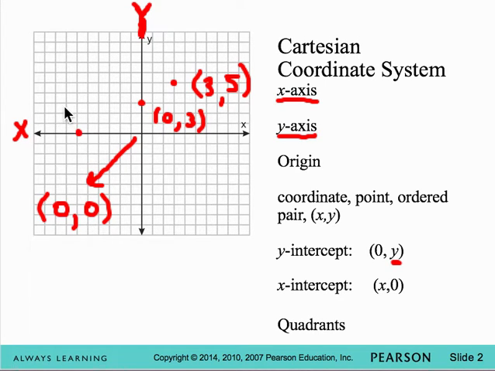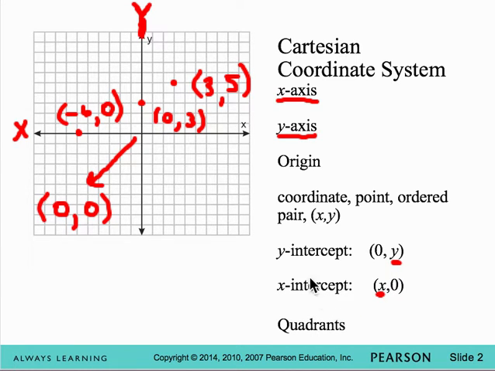This point over here, when I start at the origin, I go left 1, 2, 3, 4, 5, 6, so that's -6. But then I don't go up or down at all, so the y is 0. So your x-intercept has a number for x, and y is 0. Your y-intercept has a number for y.